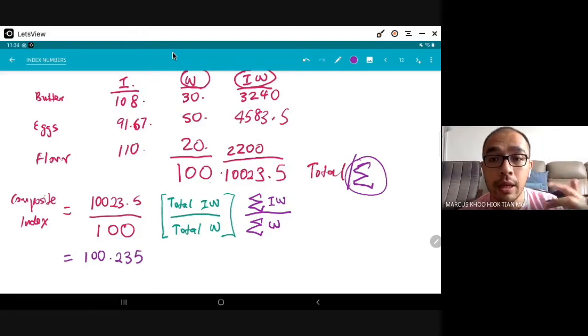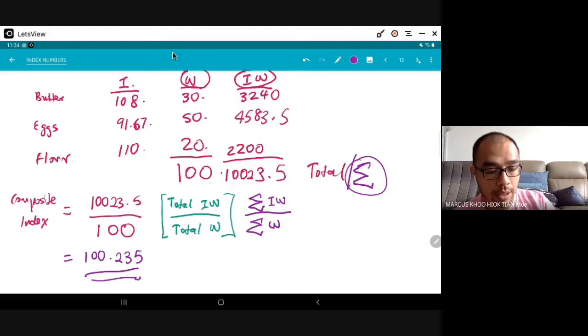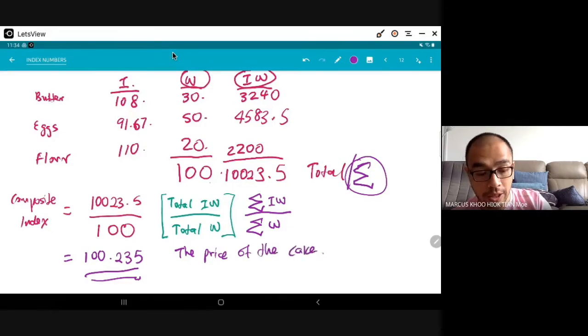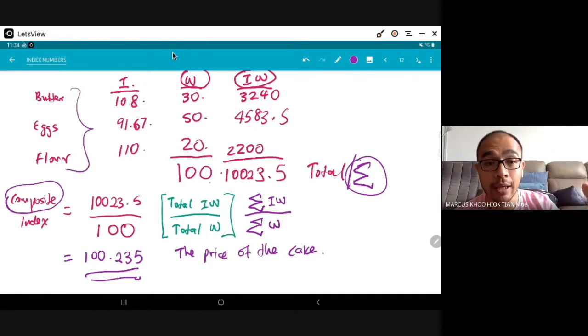Now if you remember from yesterday, what does this mean? The price of the cake. Because it's now composite, we total all this together to make the cake. So the price of the cake, is it increase or decrease? What do you think? Increase or decrease?